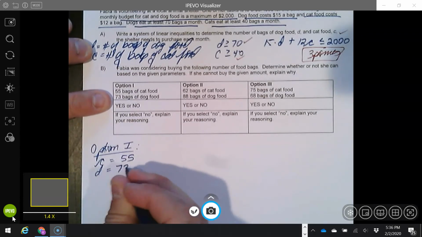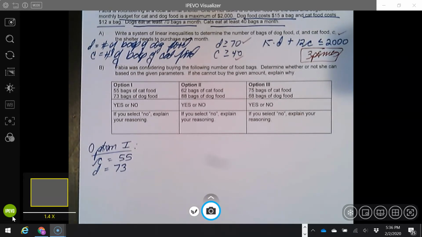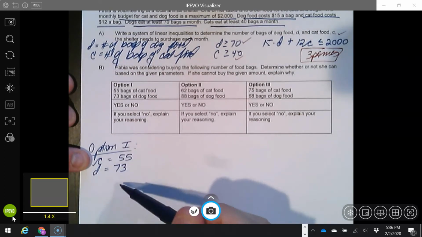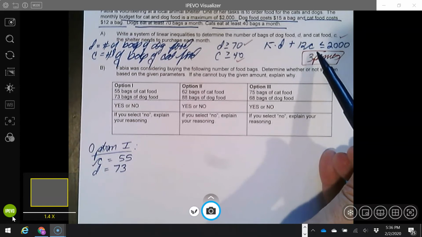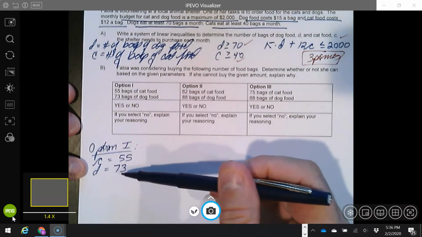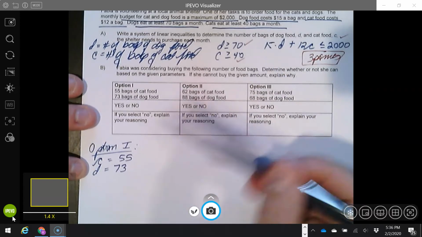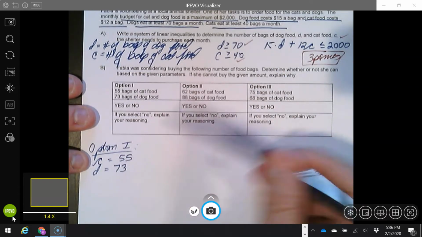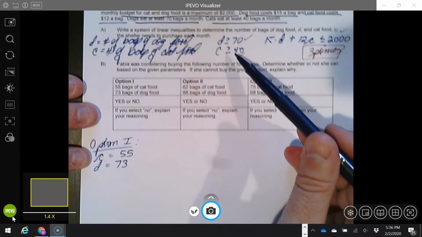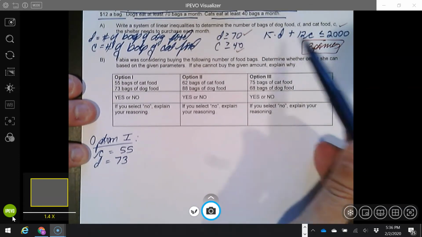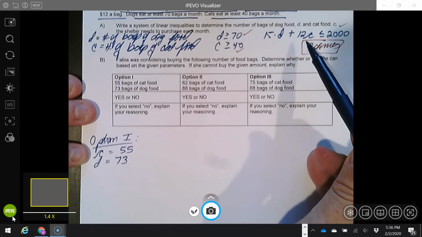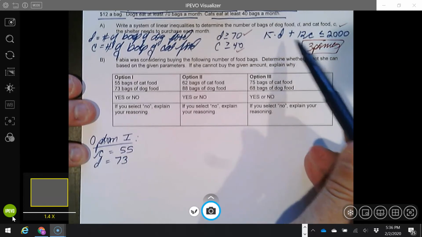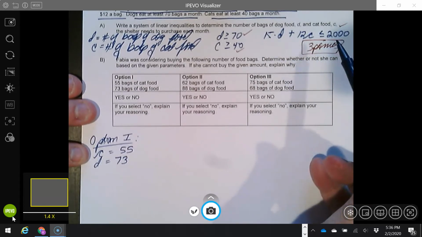73 bags of dog food. D is going to be equal to 73. And I want to know, does that combination work? Meaning, does it satisfy all 1, 2, 3 inequalities? I can see right away that D is greater than or equal to 70. I can see right away that C is greater than or equal to 40. The question, though, is what about this last inequality? If I buy 73 bags of dog food at $15 a bag, and I buy 55 bags of cat food at $12 a bag, is that cost going to be less than or equal to 2,000?